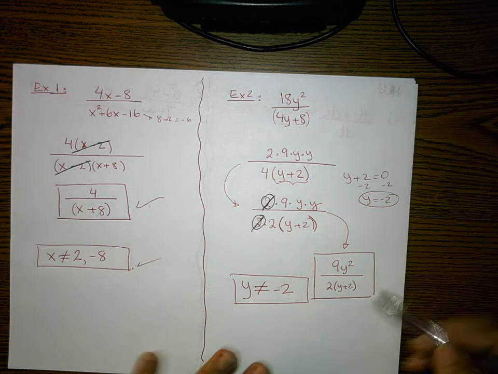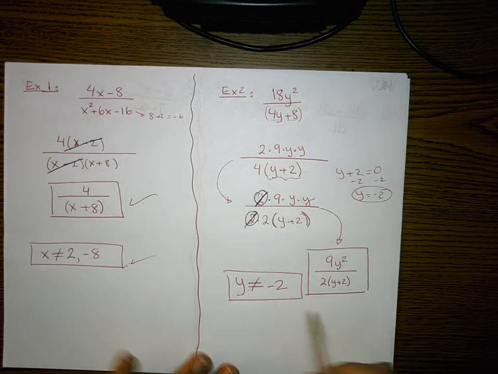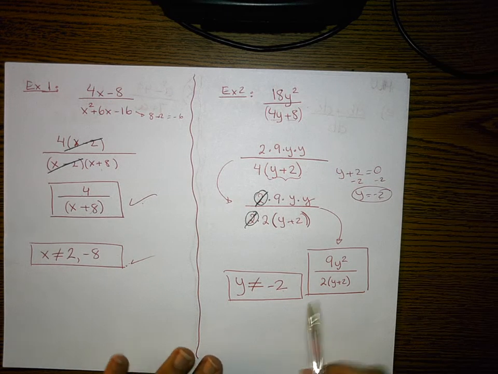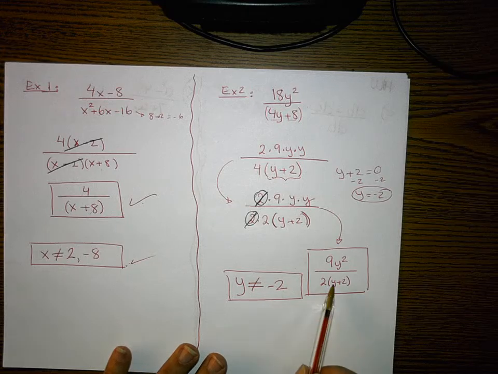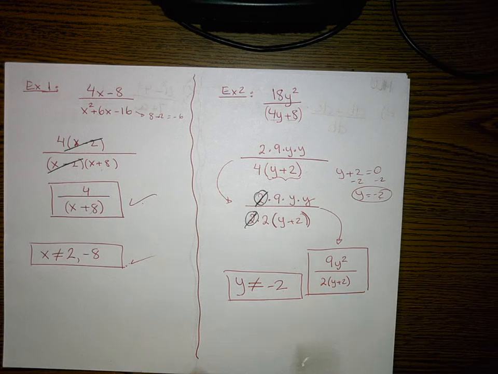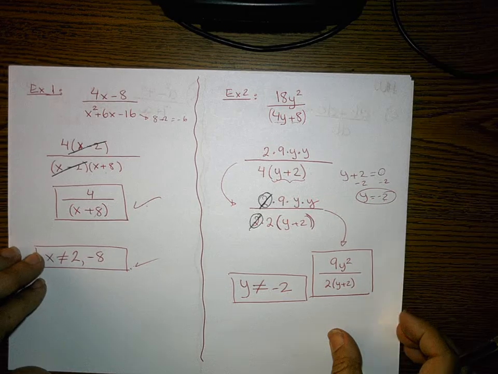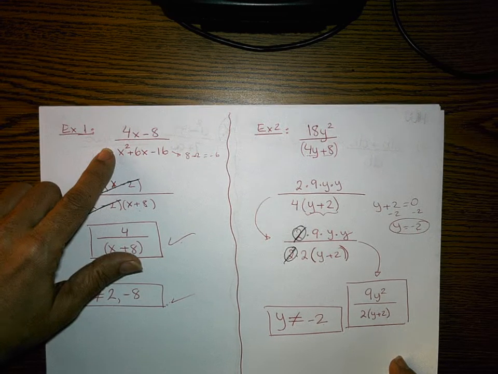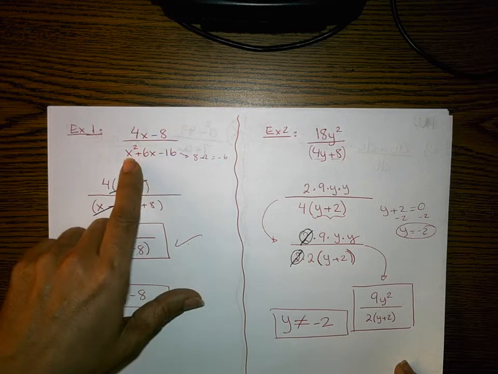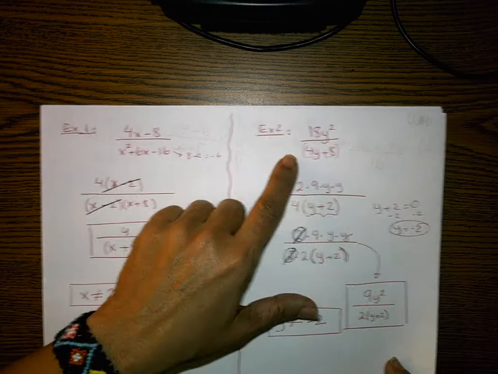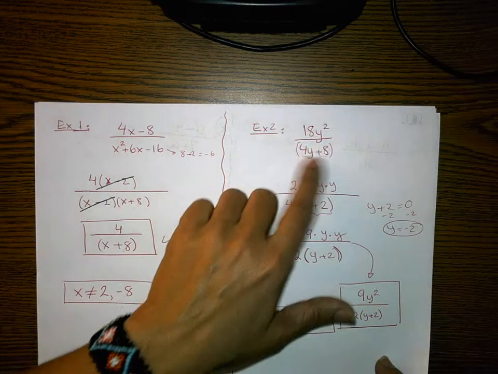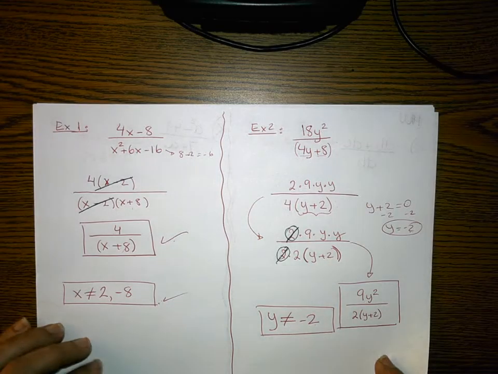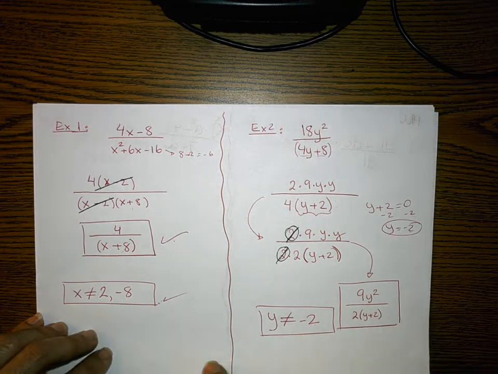Okay? So make sure you always determine what values y cannot be. As you can see, even here, if you plug in a negative 2, you will have problems, right? So that is how you reduce rational expressions. Notice that in the first example, we had a binomial and a trinomial. Here we had a monomial and a binomial. So you always have to pay attention to these details. So these are my two examples.